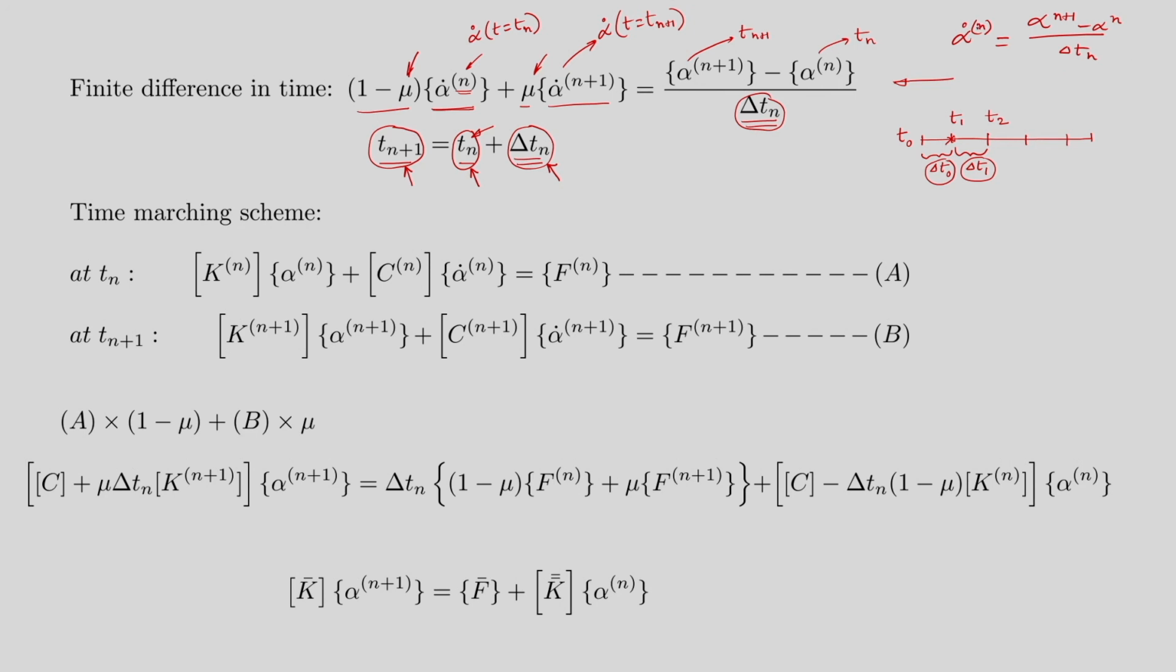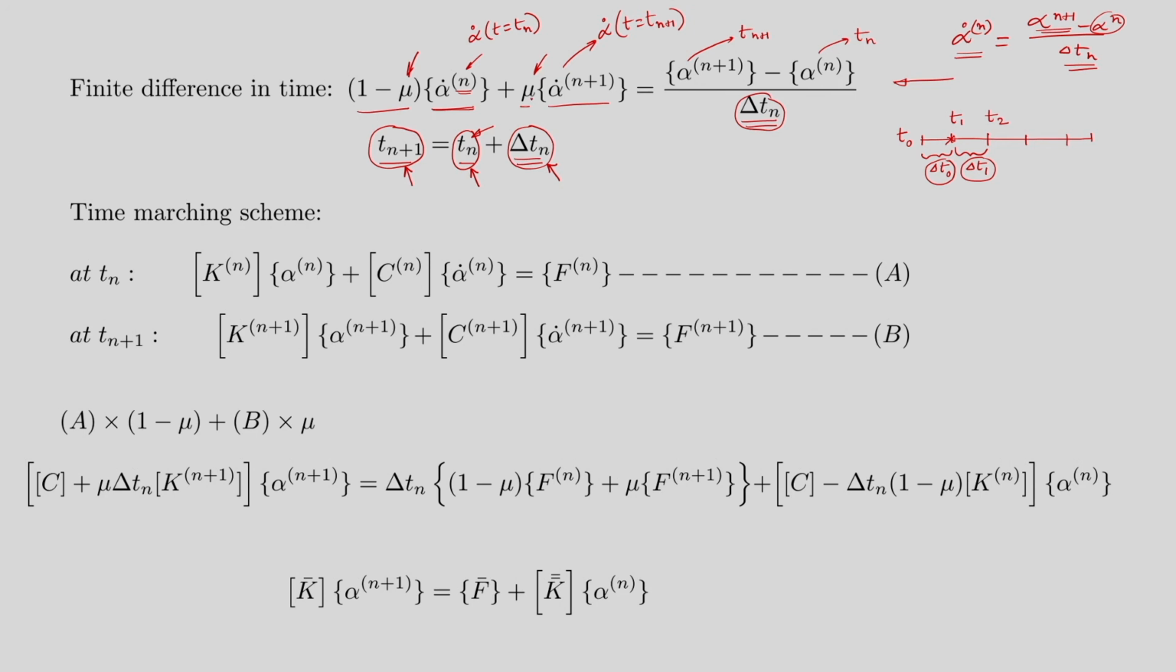So, I am finding out the time derivative from the value of alpha at some forward time instant t n plus 1, minus alpha at t n, by delta t n. That is the forward time difference scheme.